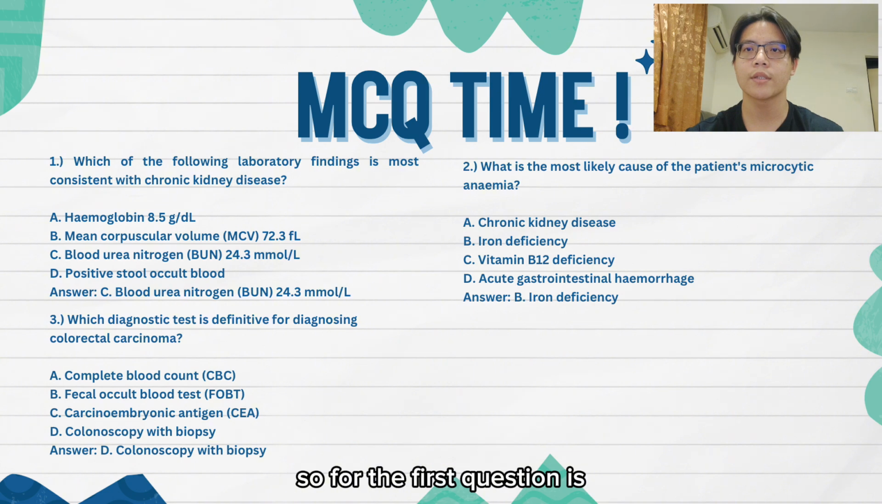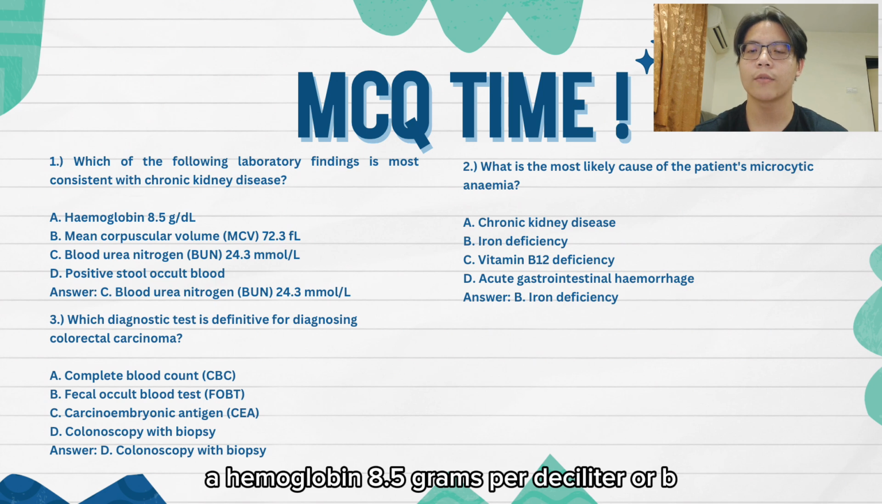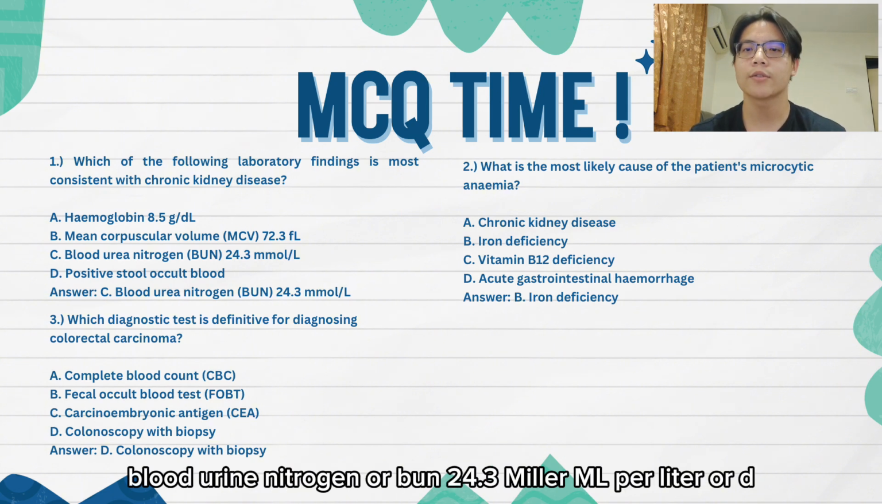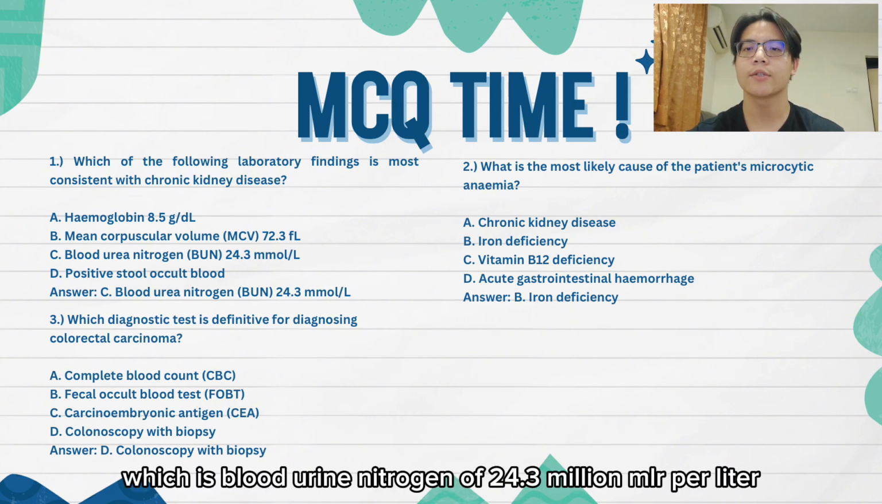So the first question is, which of the following laboratory findings is most consistent with chronic kidney disease? A, hemoglobin 8.5 grams per deciliter, or B, mean corpuscular volume, or MCV, 72.3 fL, or C, blood urea nitrogen, or BUN, 24.3 millimoles per liter, or D, positive stool occult blood. The answer is C, which is blood urea nitrogen of 24.3 millimoles per liter.